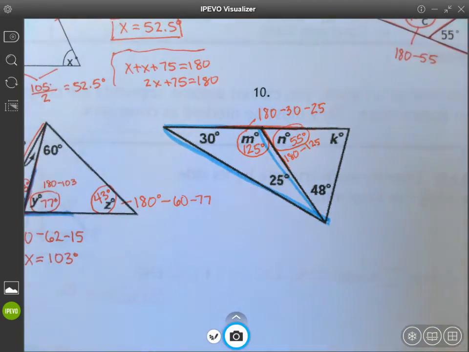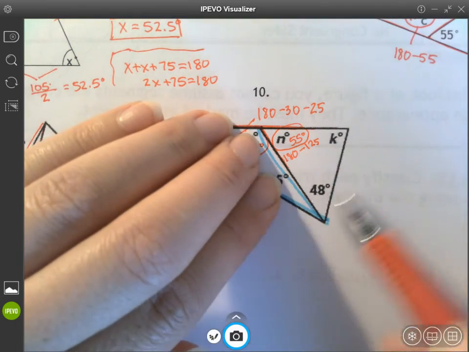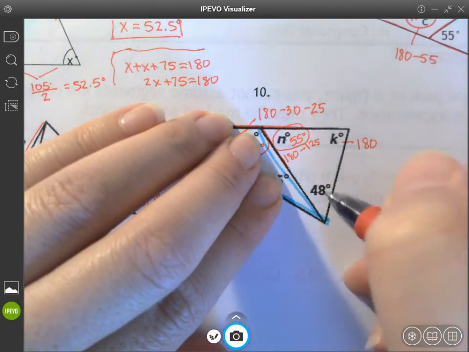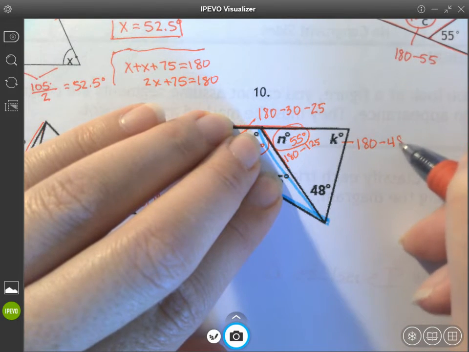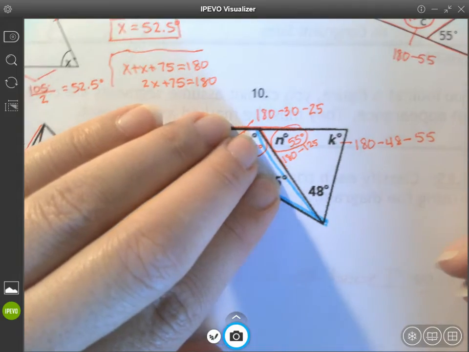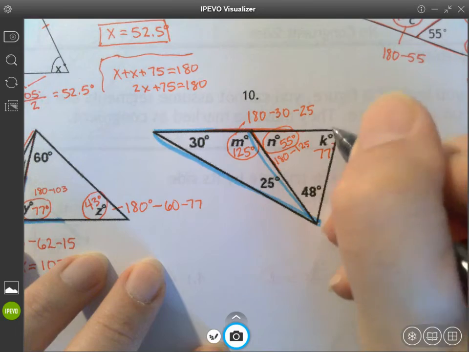And now that I've gotten to there, I'm going to focus on my little triangle, and to find k, I'm going to take 180 minus 48 minus the 55. So it's almost like a puzzle. You just keep solving the pieces. And this should be 77 degrees.